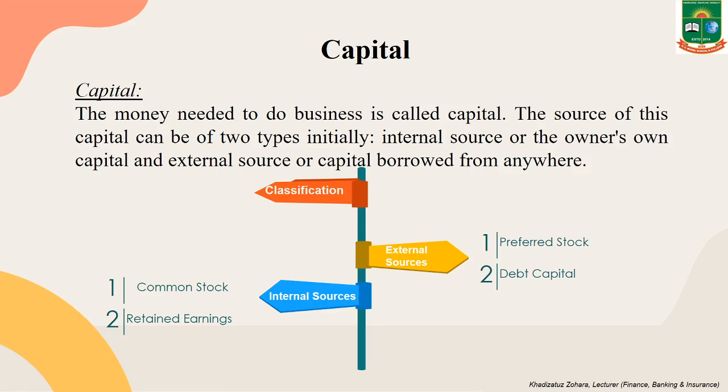The source of this capital can be of two types initially: internal source, or the owner's equity, and external source, or capital borrowed from anywhere. And these sources, internal and external, are each of two types. Our internal sources are common stock and retained earnings, and our external sources are preferred stock and debt capital.